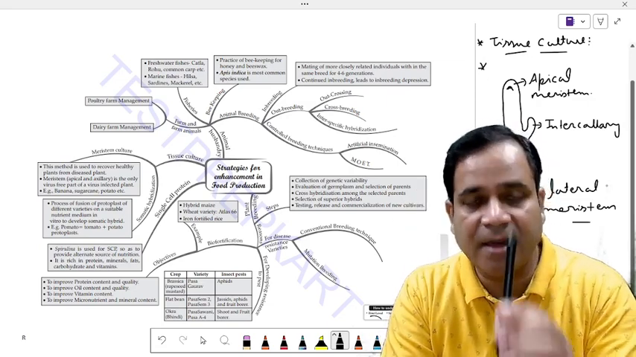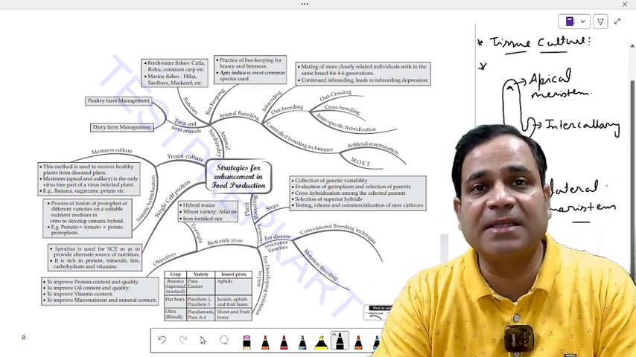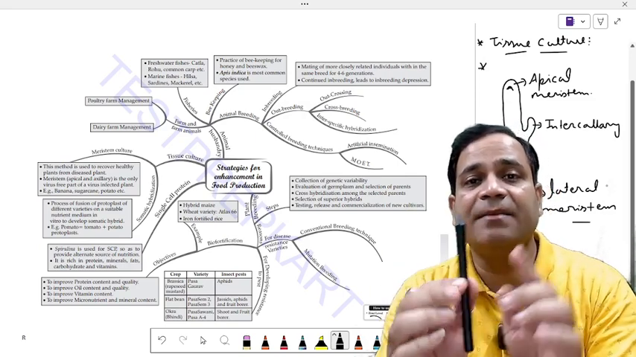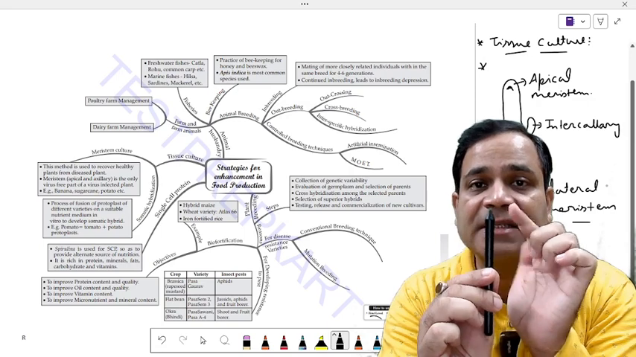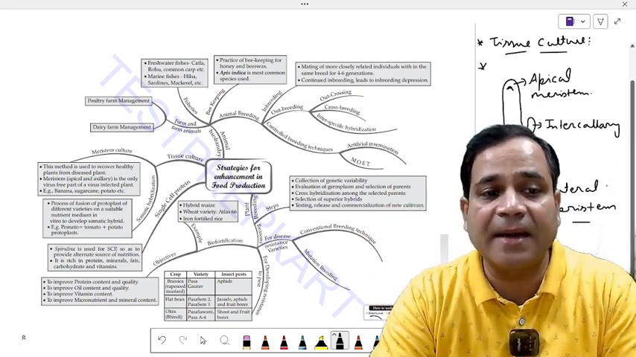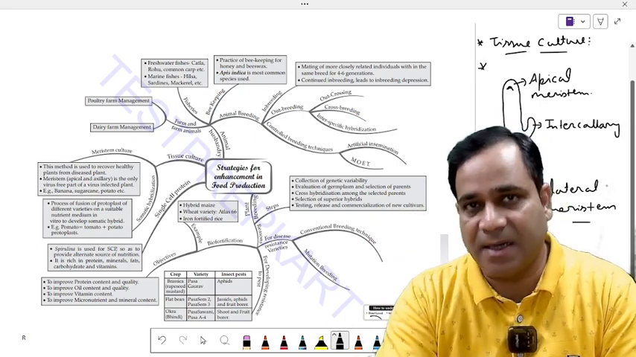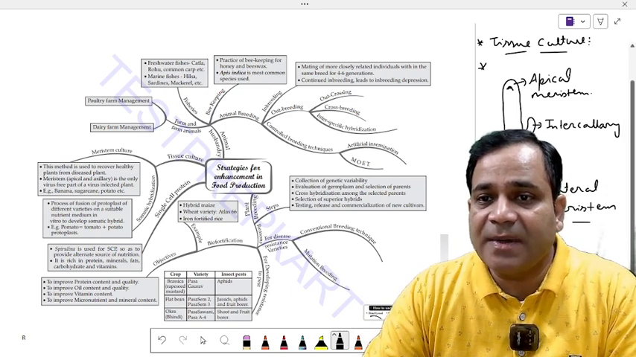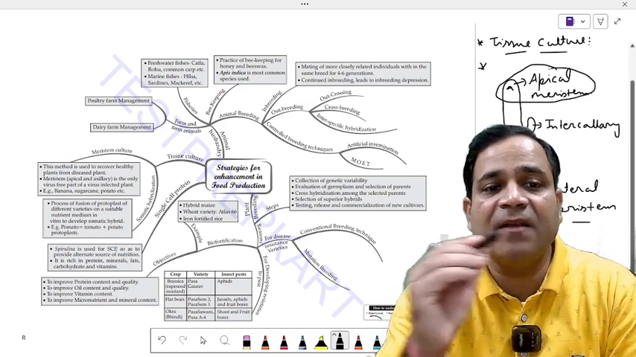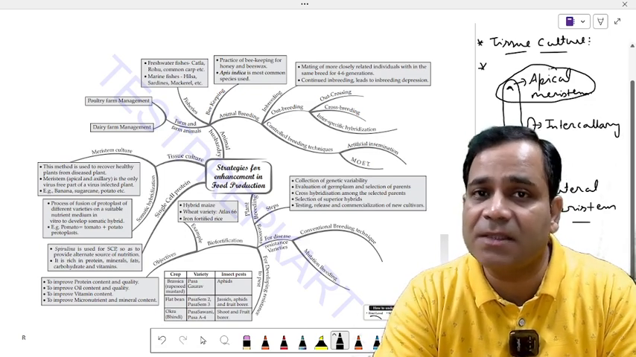Again, I'm repeating here. If anybody asks you which region is the apical meristem, what do you say? You say that the apical region of the stem as well as the apical region of the roots, both are the apical meristem, right? So the meristem is the only virus-free part. Why am I saying that this is free from virus, you know?